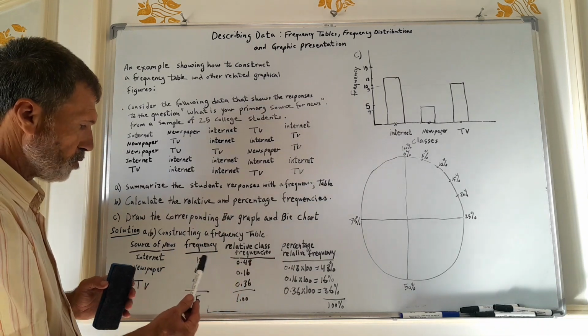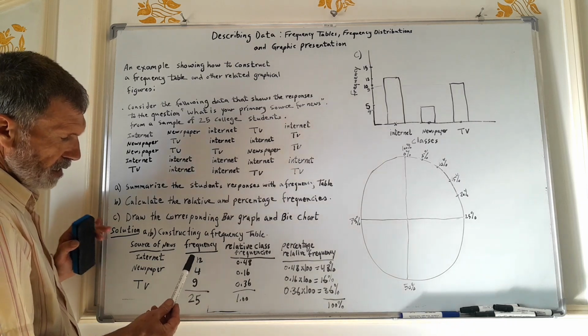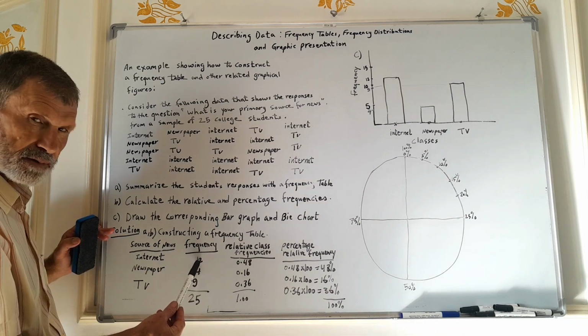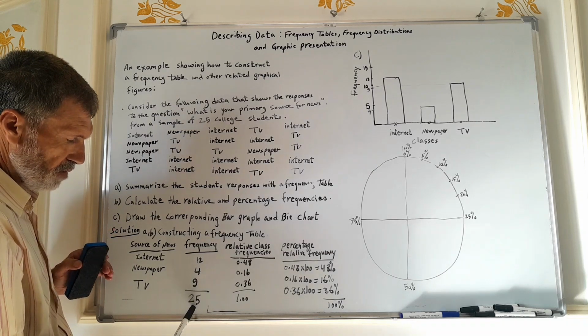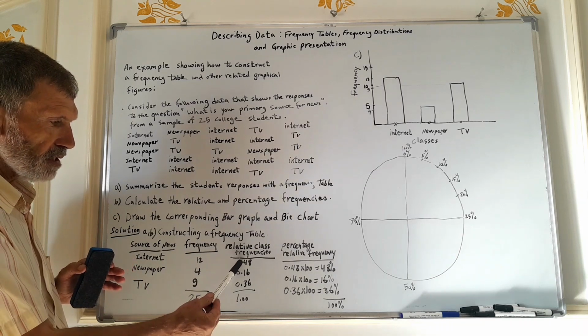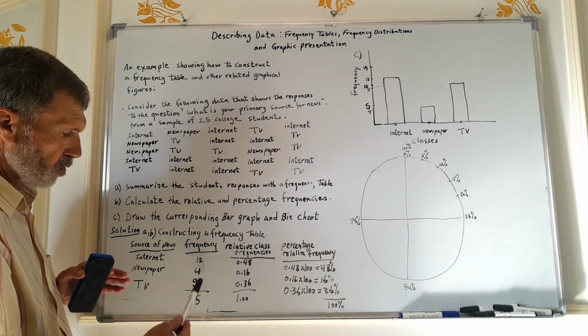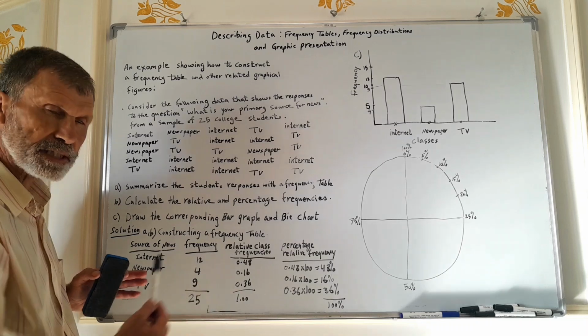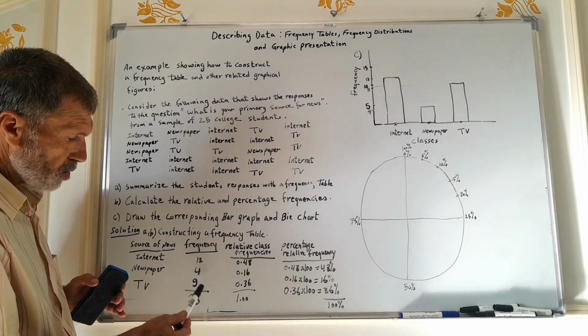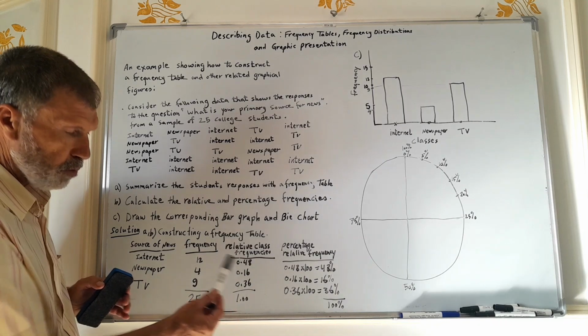Relative frequency: we divide the number of observations in each class by the total. Here in internet we have 12, so we divide 12 over 25, and we get 0.48. This is the relative frequency. We divide 4 over 25, we get 0.16. This is the relative frequency. We divide 9 over 25, and we get 0.36.